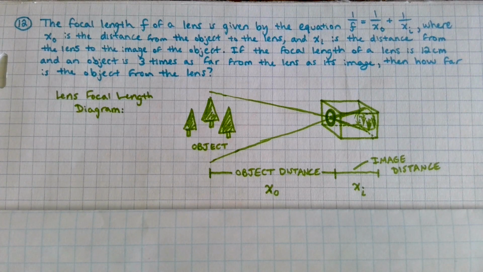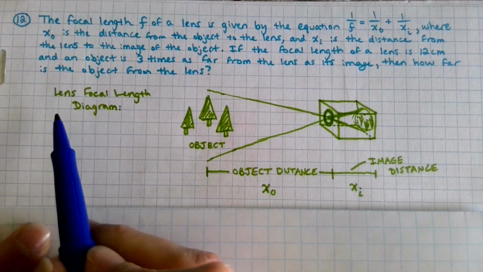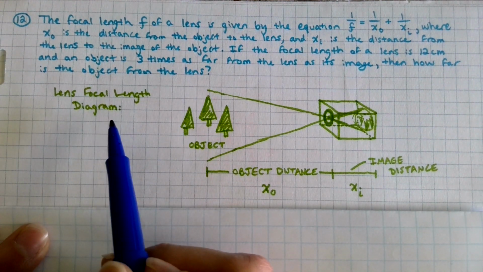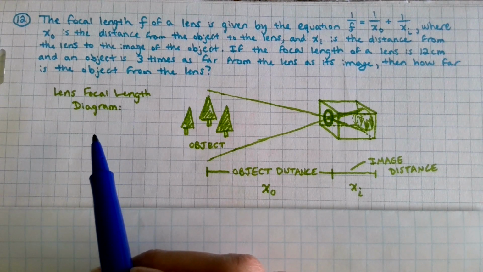the object. If the focal length of a lens is 12 centimeters and an object is 3 times as far from the lens as its image, then how far is the object from the lens? So the tricky part with this question is that they don't give us any kind of diagram to help us visualize what's going on in this situation. So what I have sketched here is what happens when you have a lens focal length and that kind of diagram that's describing the situation.